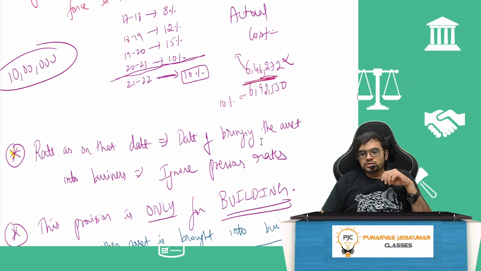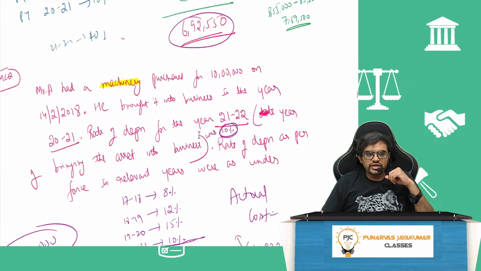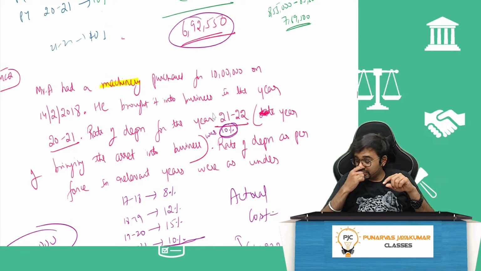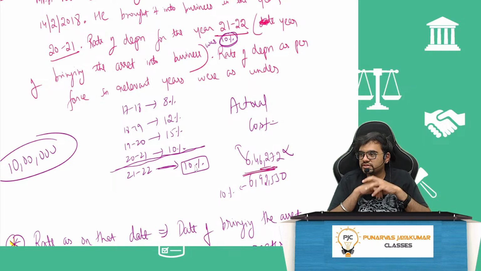Done. So they can ask you an MCQ. Mr. A had purchased a machinery for 10 lakh rupees on 14/2/2018. He brought it into business in the year 2021. Rate of depreciation for the year 2021 was so and so. The rate in the year of bringing the asset into business was 10%. But other years, these were the rates. Randomly, they can give 17-18, 8%; 18-19, 12%; 19-20, 15%; 20-21, 10%. Year of bringing it into business, 10%.